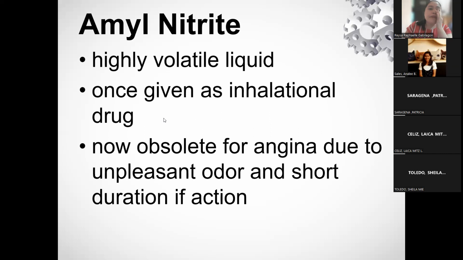Okay? Now, there is actually one more organic nitrate, and we call that amyl nitrite, which is a very highly volatile liquid, and it used to be given by inhalation. So inhalation, okay. Inhalation is its drug delivery system.